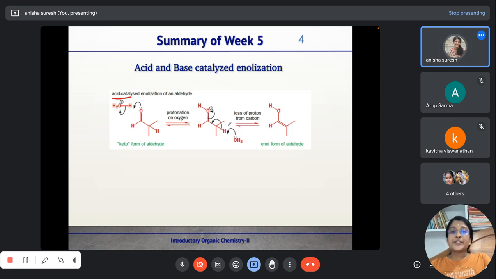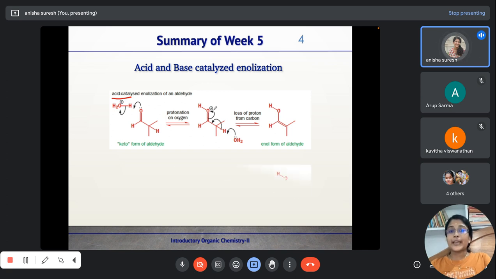Now, water can abstract the proton that is alpha to the carbonyl, and it will result in shifting of this electron density here, and this CO double bond will break, resulting in the neutralization of positive charge on the oxygen. So it will result in the formation of this enol form. This is acid catalyzed enolization of an aldehyde. So the mechanism of acid catalyzed enolization is clear, right? First, protonation of the carbonyl oxygen will take place, and then water will abstract the proton, resulting in the formation of enol by neutralizing the positive charge on this oxygen.